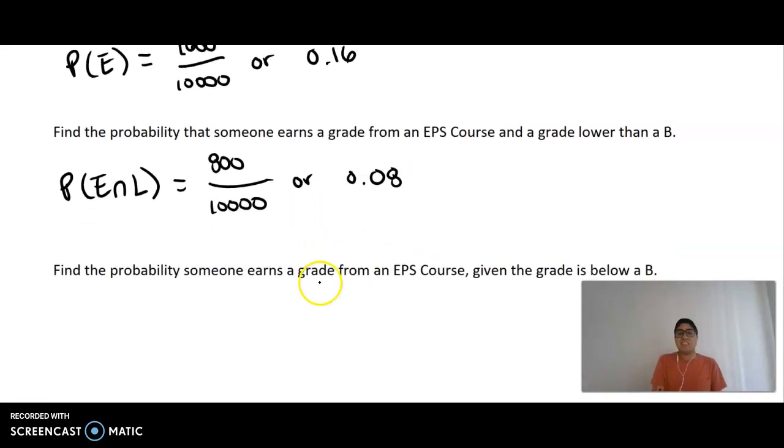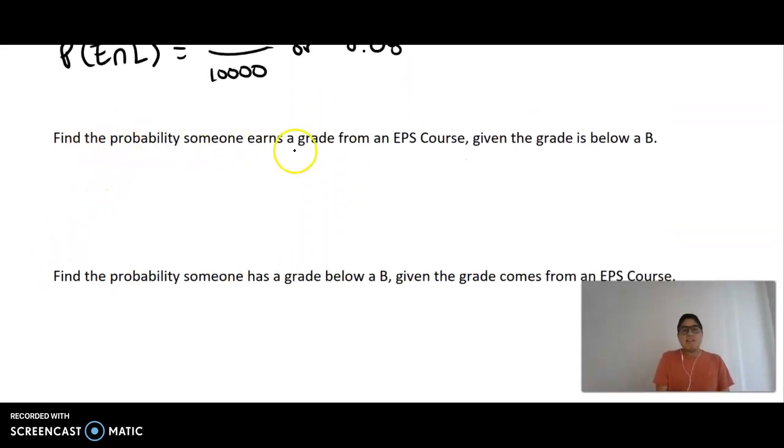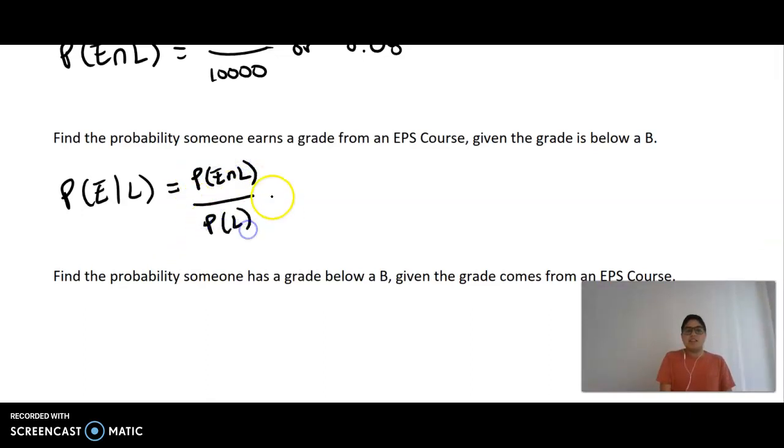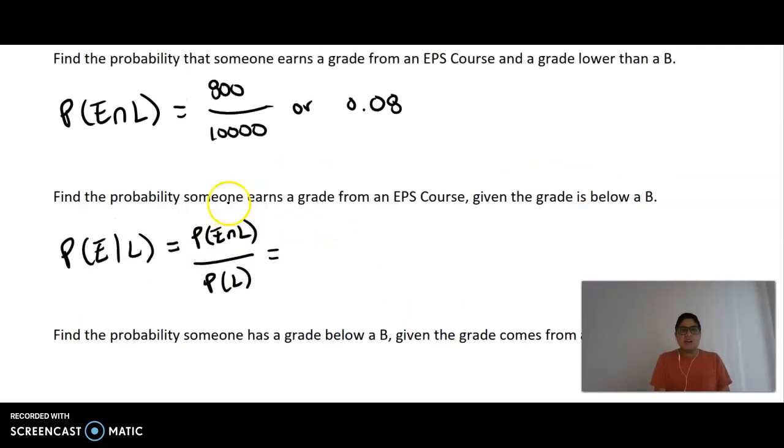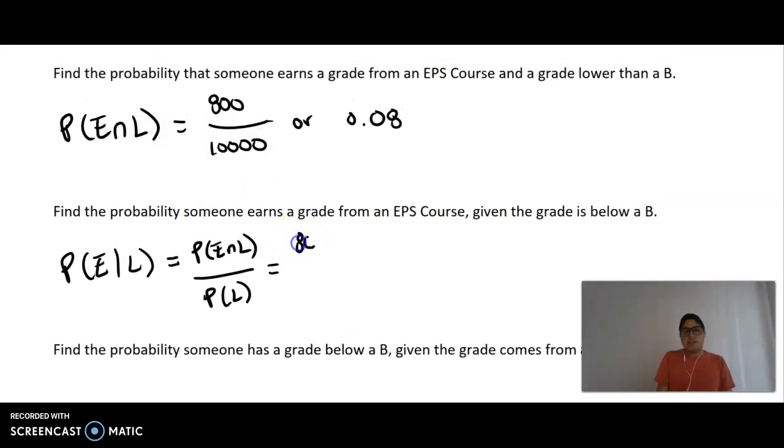So now let's actually look at a conditional. Find the probability someone earns a grade from an EPS course. All right, nothing too fancy yet. So the probability they earn it from an EPS course given, which is the bar here, it's below a B. So now we have the probability of E given L. Just as a reminder, the numerator is going to be the intersection of both events, and the denominator is that condition. Well, here we have the probability of E and L is going to be 0.08, or what we can do here, that's 800 out of 10,000.